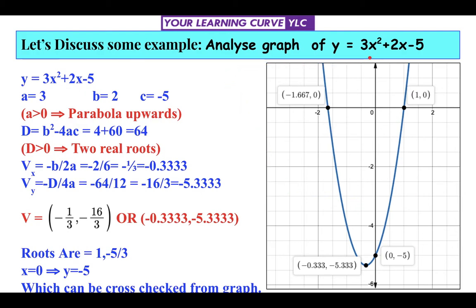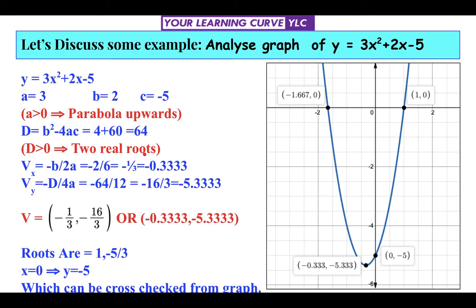Now let's discuss some examples for clearing this concept. Let's analyze the graph of y equals 3x square plus 2x minus 5. Here a is equal to 3, b is equal to 2, c is equal to minus 5. First observation, a is 3, means it is a positive number, the parabola opens upwards. Discriminant, b square minus 4ac: b square is 4, minus 4 times 3 is 12, times 5 is 60, with a minus sign it becomes plus, so the discriminant is 64. Discriminant is positive, means two distinct real roots.